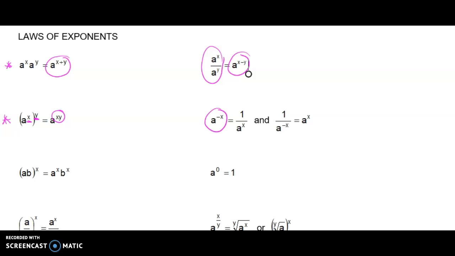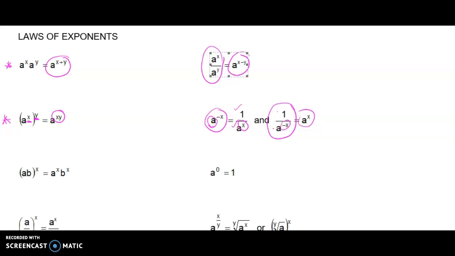Negative powers. Any number to a negative power can be rewritten as the reciprocal of the base. The base is a. Right now it's a over 1. The reciprocal of a over 1 would be 1 over a, and then it would be to the positive x power. So it would be 1 over a to the positive x. And vice versa, 1 over a to the negative x power could be rewritten as a, which is the reciprocal of 1 over a to the positive x power.